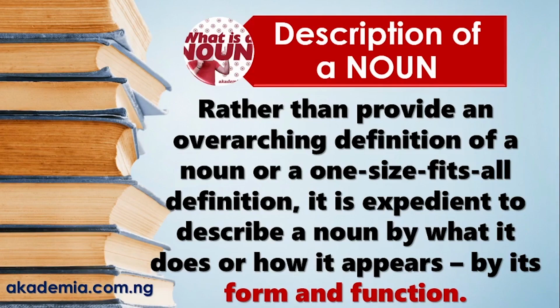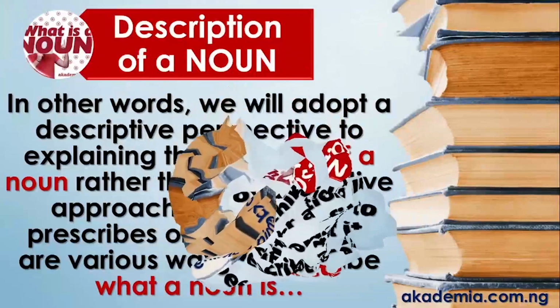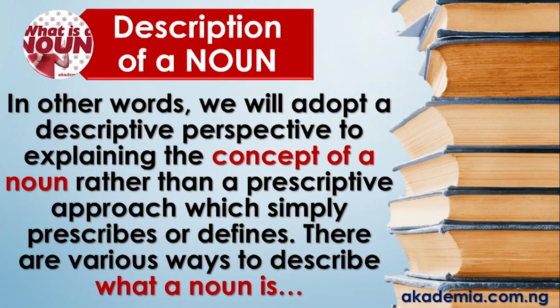Now, in this sense, rather than provide an overarching definition of a noun or give a one-size-fits-all definition, it's very expedient to describe a noun by what it does or how it appears. In other words, it's very okay to define a noun or to describe a noun by its form and function. That is how it appears and what it does. In other words, we will adopt a descriptive perspective to explaining the concept of a noun rather than a prescriptive approach which simply prescribes or defines.